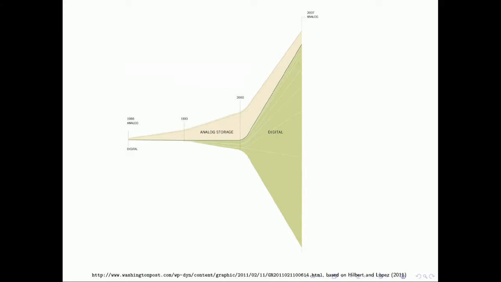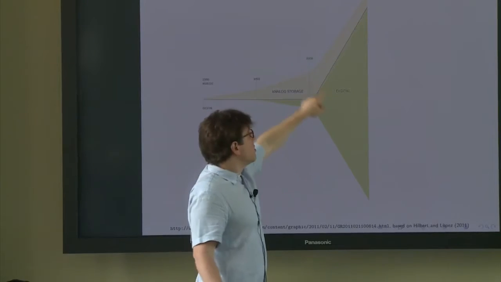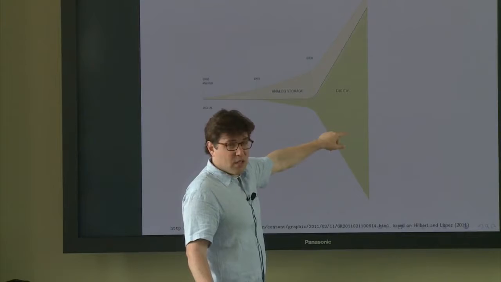So this is from a paper by Hilbert and Lopez, and it's the amount of information in the world. This is like kind of a weird quantity to estimate. But in this paper, they go through in great detail to try to figure out how much information there is in the world. And the graph here shows two really distinctive patterns. So this is 1986. This is 2007. So you see two patterns. One, the amount of information is increasing a lot. And two, more and more of that information is digital rather than analog. So this green is the digital slice.